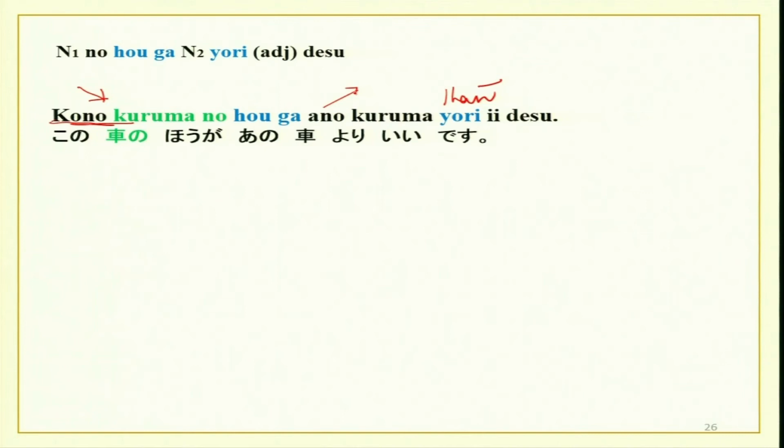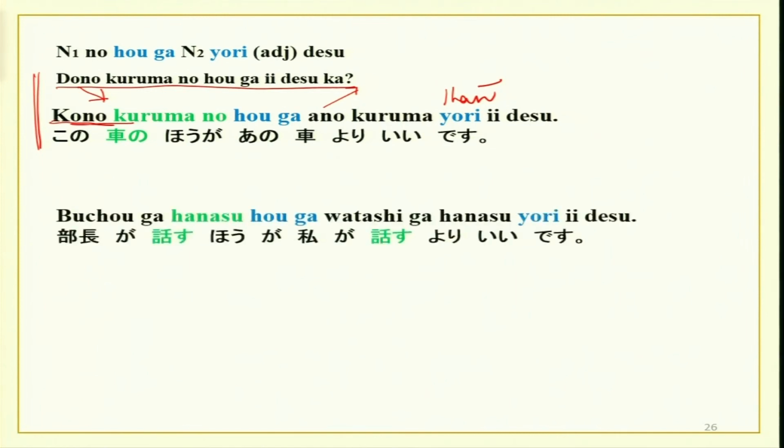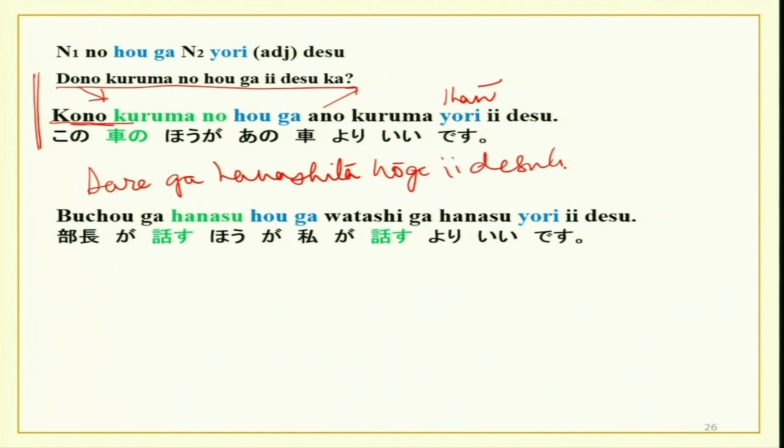So now again, what should be the question word? Dono kuruma no hoga ii desu ka? So kono kuruma no hoga ano kuruma yori ii desu. Showing your preference over something. Then, bucho ga hanasu hou ga watashi ga hanasu yori ii desu. Dare ga hanashita hou ga ii desu ka? Donata ga hanashita hou ga ii desu ka? Polite for dare. So, the answer is, bucho ga hanasu hou ga watashi ga hanasu yori ii desu. It's better that bucho talks or gives a talk rather than me giving a talk.